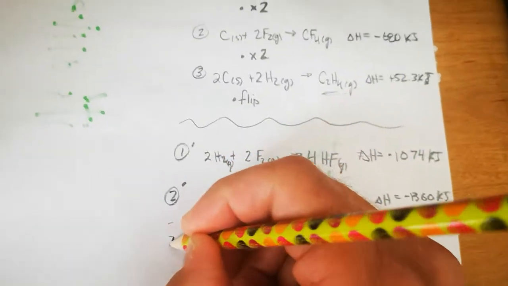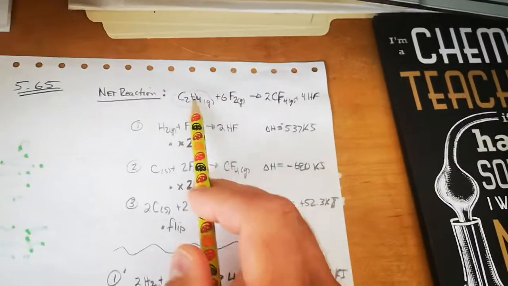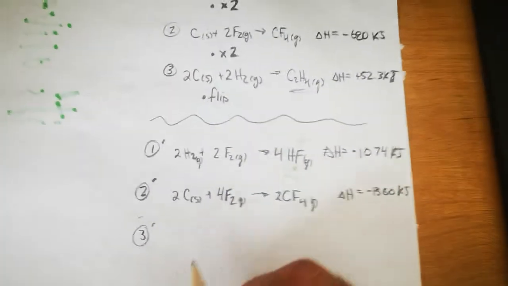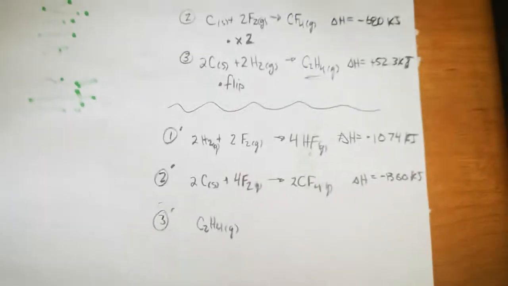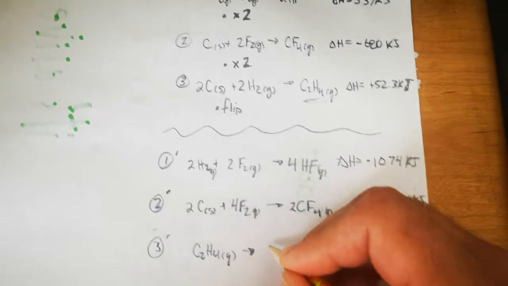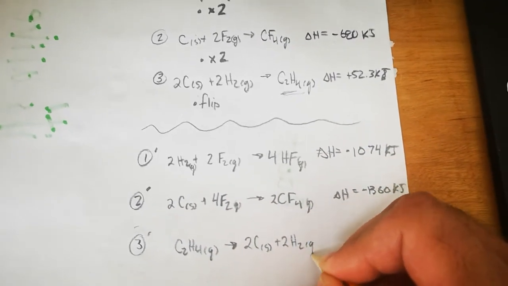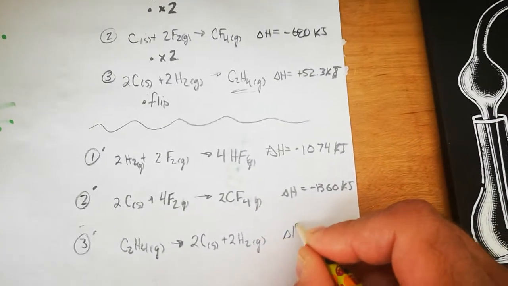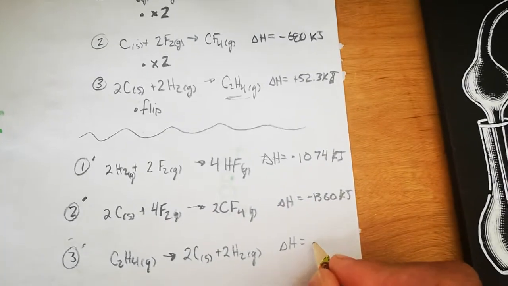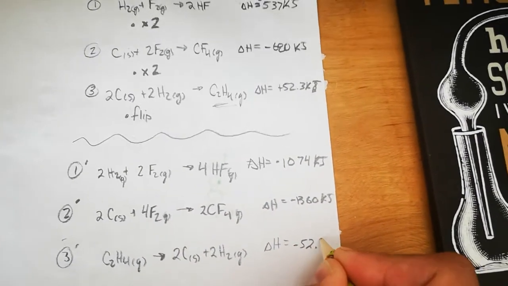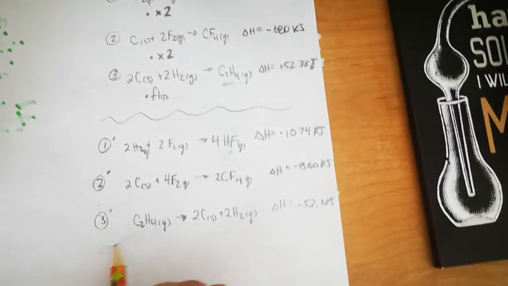All right, our final reaction. This one here, we had ethene gas as a product, but we need it as a reactant, so we had to flip the reaction. So that is to say that C2H4 gas would decompose into 2 carbon solid plus 2 hydrogen gas, and the delta H, instead of being a positive value, would be negative.